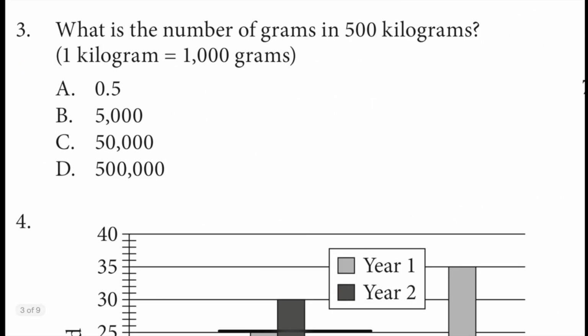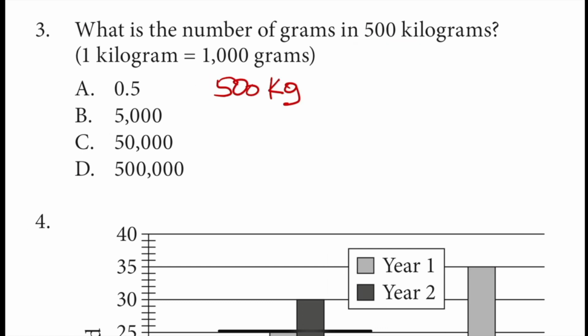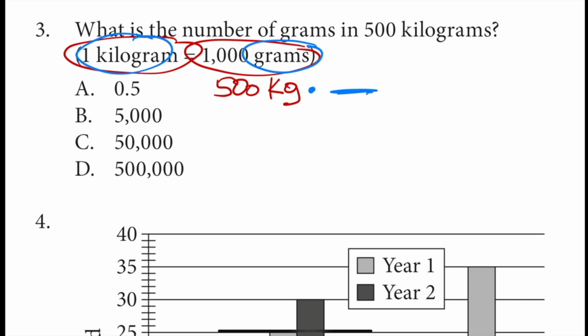What is the number of grams in 500 kilograms? 1 kilogram is 1,000 grams. They're saying how many grams in 500 kilograms? So this is a unit conversion. 1 kilogram equals 1,000 grams. Every time I use a conversion unit, I'm going to multiply times a fraction. One of them goes on the bottom and the other goes on the top.